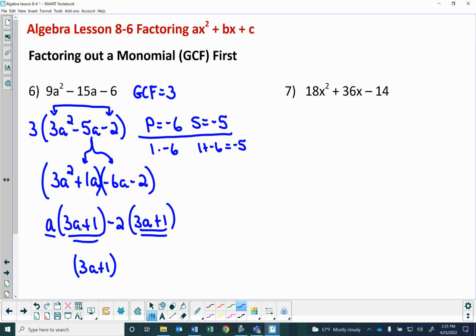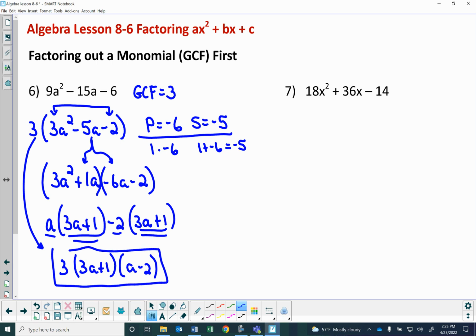What is left? A minus 2. And don't forget, we took a GCF out to begin with. We need to put it back in at the end. So we have to have that 3 that we took out at the very first step and put it back. So we have 3 times 3a plus 1 times a minus 2.